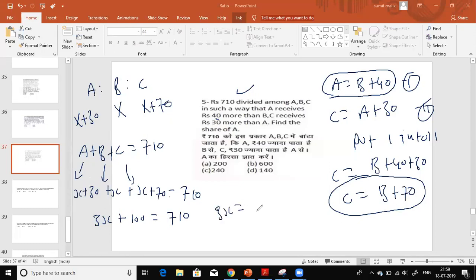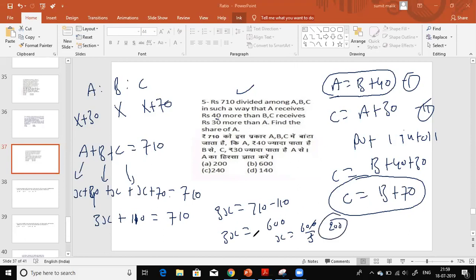3X is equal to 710 minus 110. 3X is equal to 600 and X is equal to 200. And what is being asked? Find the share of A.